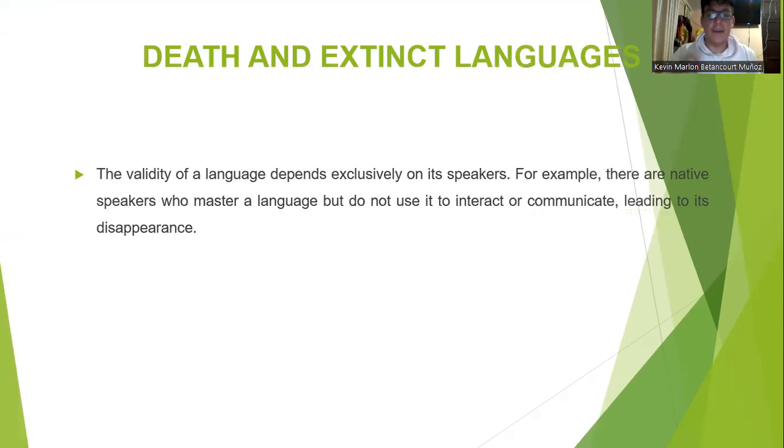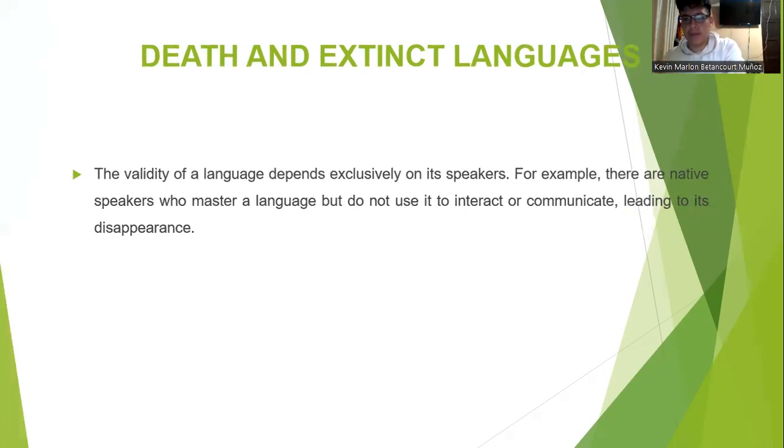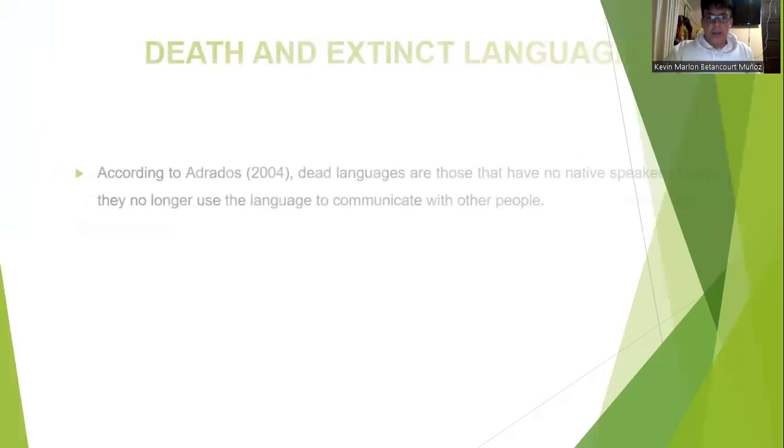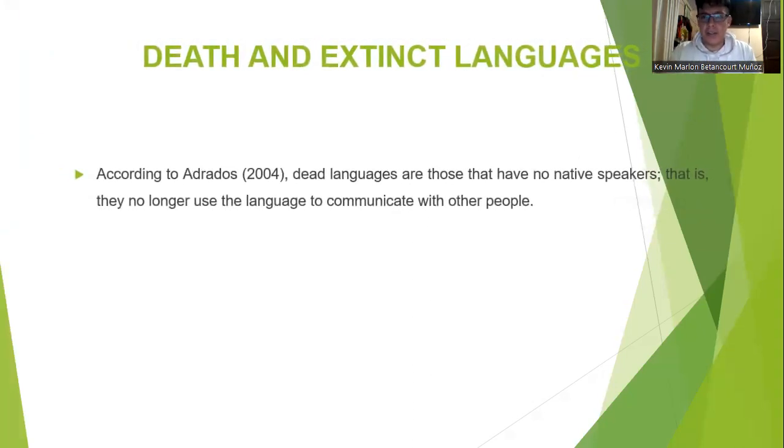The validity of a language depends on its speakers. For example, there are native speakers who master a language, but do not use it to interact or communicate, leading to its disappearance. According to Adrados, 2004, extinct languages are those that have no native speakers. That is, they no longer use the language in order to communicate with other people.